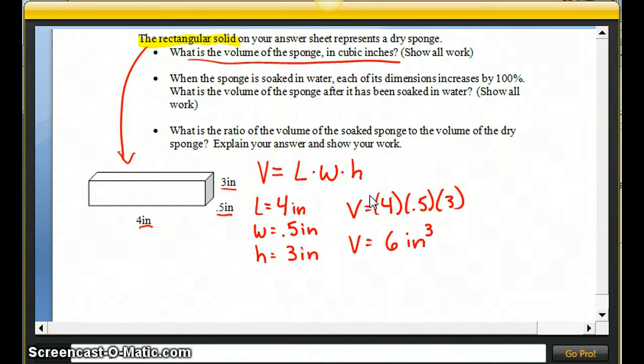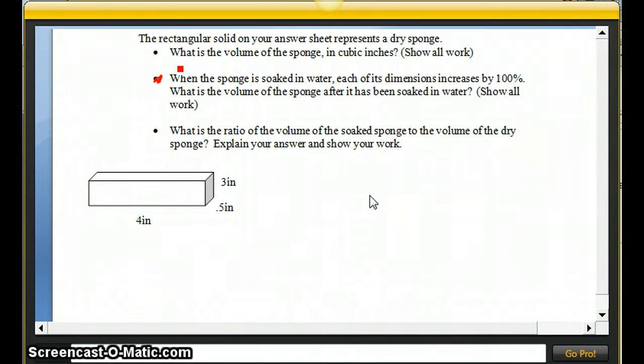Second bullet, when the sponge is soaked in water, it's going to increase in size, and it says each of its dimensions will increase by 100%. So we're going to need to find the volume of the sponge after it's been soaked in water, which means we now need to find what the new dimensions are. And the key here, obviously, is the increase by 100%.